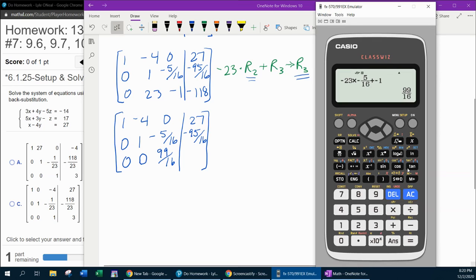And last but not least, and let's do it this way. Let's back up and go bam, bam, bam. Delete, delete, delete. Negative 23. This time we're going to multiply by negative 95/16. And then we're going to add that to the corresponding element in row 3, which is negative 118. And that's going to give us 297/16.